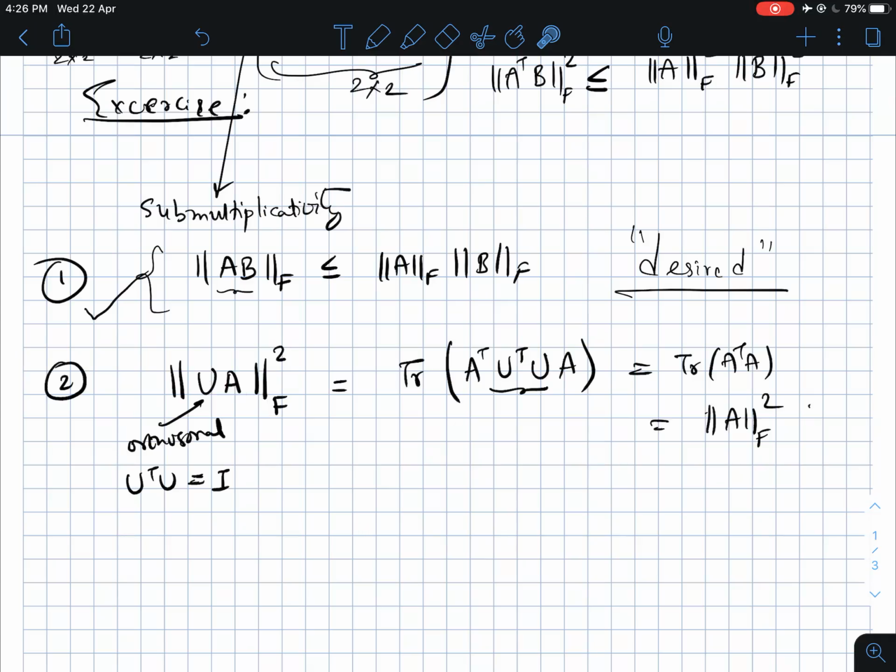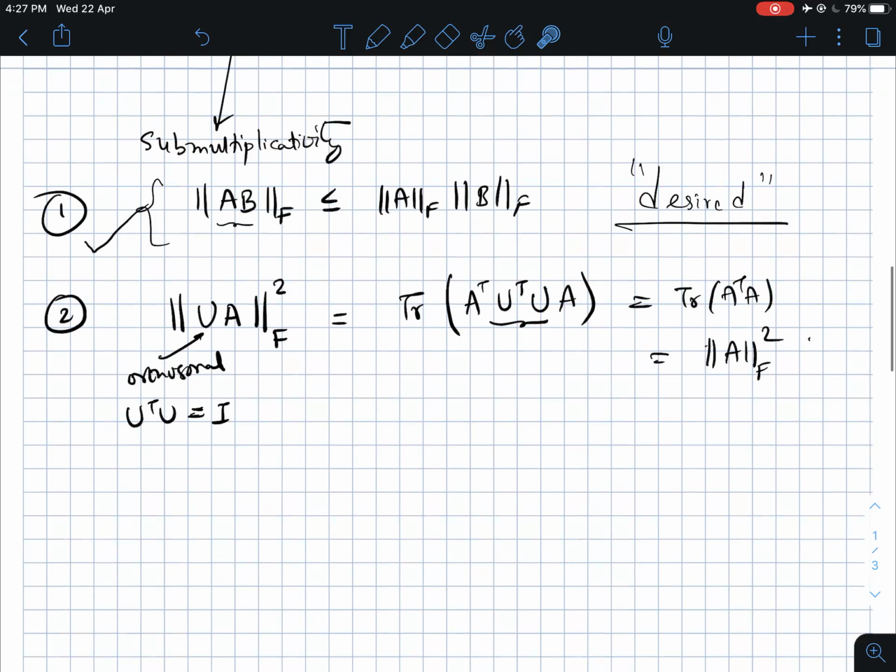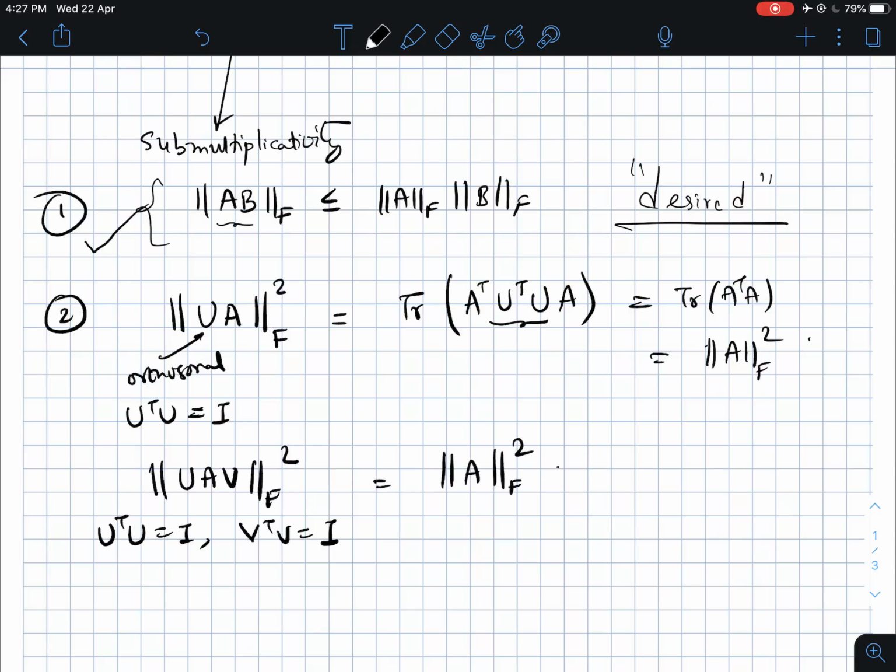So basically, all the rows in UA will have the same norm as the corresponding rows in A. So when you take the sum of all the norms, you will simply get the same as earlier. You can also extend this a bit. You can say the Frobenius norm of UAV whole square, where U and V are both orthogonal, V transpose V equal to identity, is again going to be the Frobenius norm of A square.